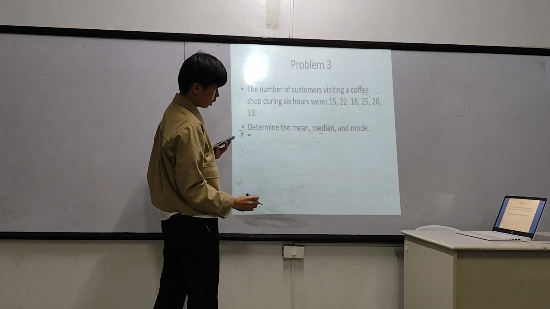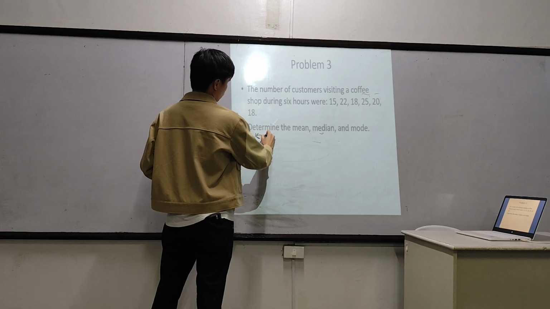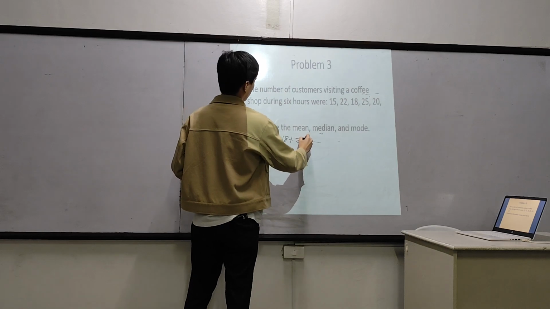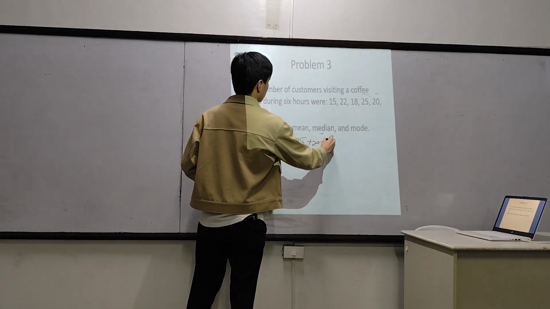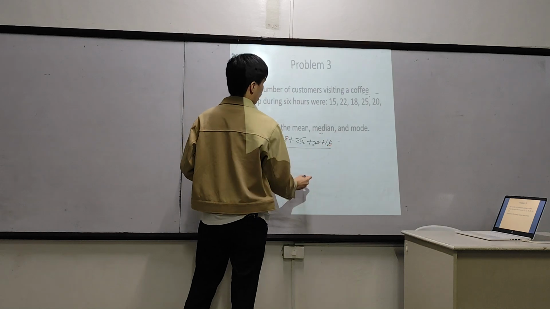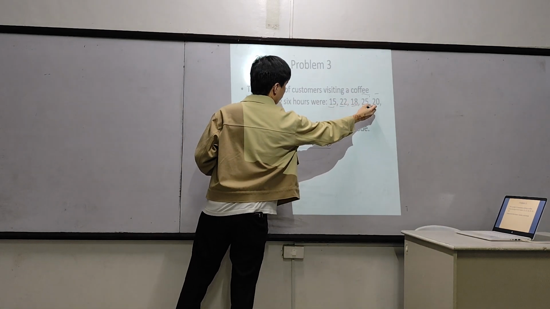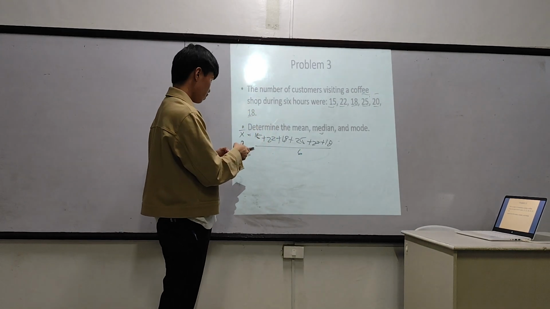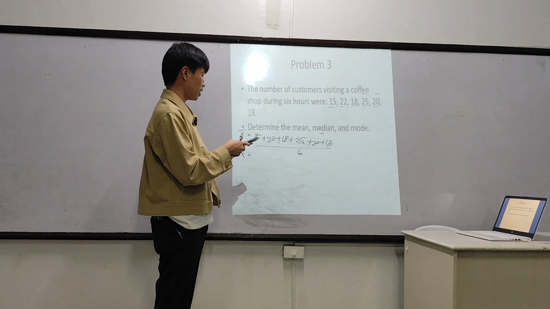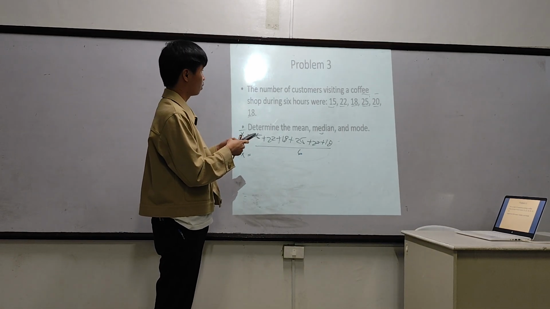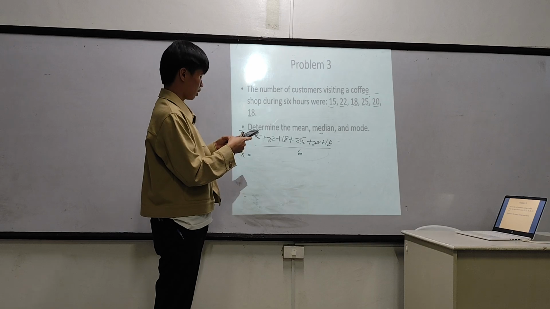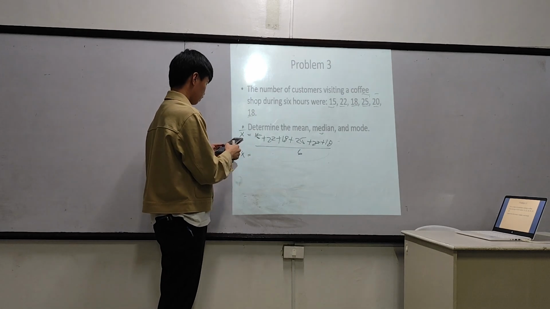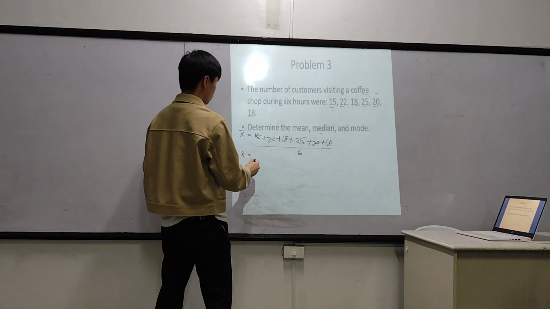X mean is equal to the summation of 15 plus 22 plus 18 plus 25 plus 20 plus 18, divided by how many numbers there are: 1, 2, 3, 4, 5, and 6, divided by 6. So x mean is 15 plus 22 plus 18 plus 25 plus 20 plus 18, divided by 6. This is 59.